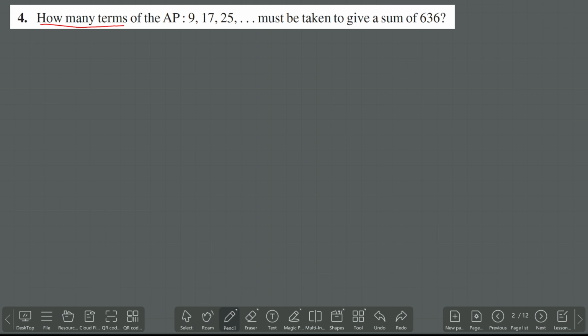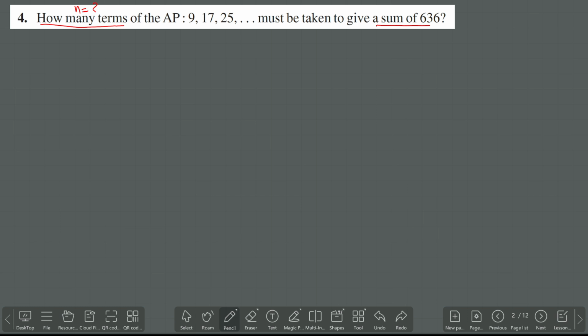How many terms? What is the meaning of how many terms? I told you, it is n. How many terms in the sense we have to find n. It can be an or it can be Sn here, because what is given? Sum. When they give the word term, we can use the an formula. When they give the word sum, we have to use the Sn formula. By using both, we can find n. Do you understand?